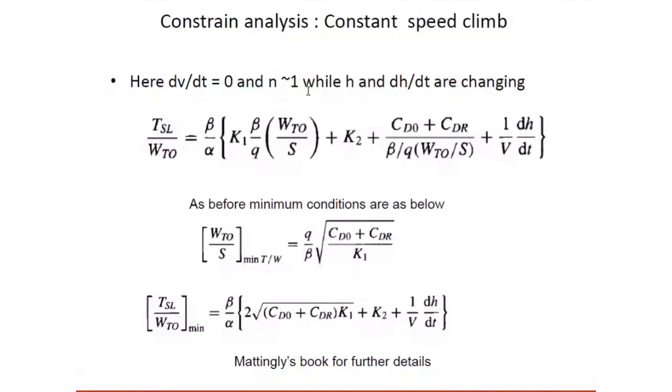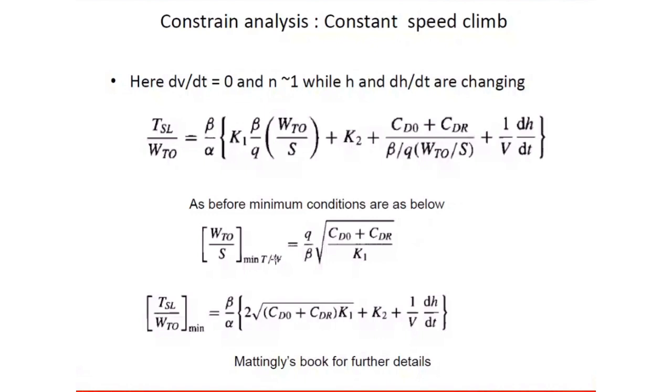So in the same equation, you have now 1 over v dh by dt term, and of course, you can analytically derive what is the minimum term for this by differentiating and equating to 0. But you can also plot them using a graph paper and get the right result. So in this case, for constant speed climb, the minimum T by W depends on q by beta, CD naught plus k, the CD by k. Okay, and there are similar things for turns and everything else you can derive.